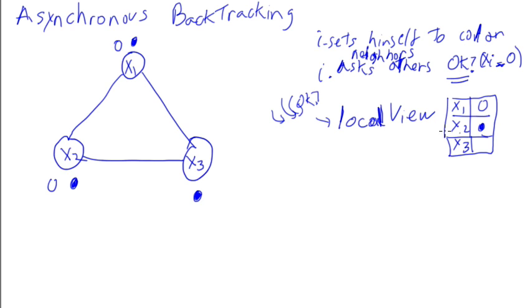So I build my local view based on everybody's okay messages. And when this local view is updated, I check. Say I'm x1, I make sure that my color works with everybody else's colors. If it works, then I'm okay and I don't do anything. So once I get the local view, I check for constraint violations, mostly involving my color.